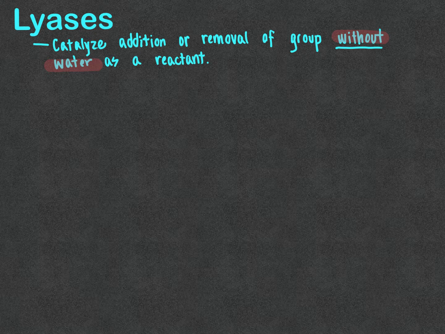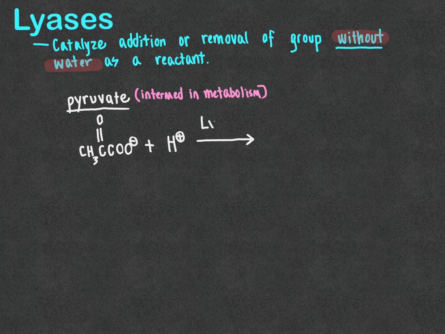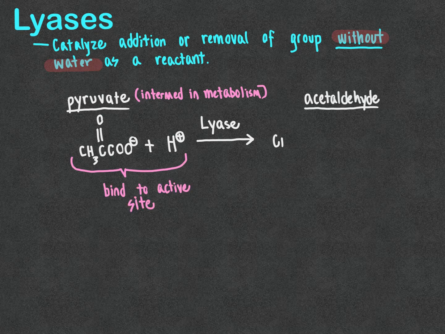If you don't see water present and you see a molecule being broken into two, then we describe it as a lyase. One example of a lyase is in the reaction of pyruvate, and pyruvate is a key intermediate in carbohydrate metabolism that participates in the citric acid cycle and others that we will look at in the next unit. What happens with pyruvate is there is an enzyme classified as a lyase that reacts pyruvate with an acid that also binds to the active site of the enzyme to create acetaldehyde by breaking the bond to the carboxylate group shown here.